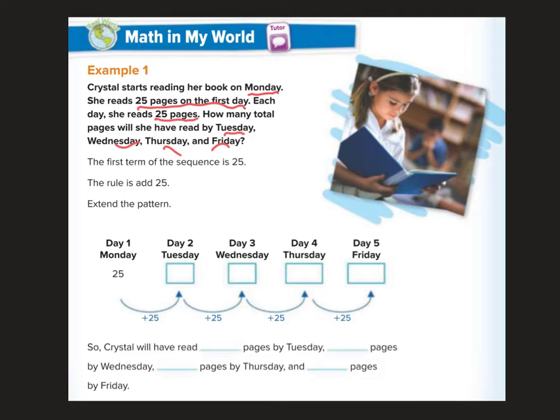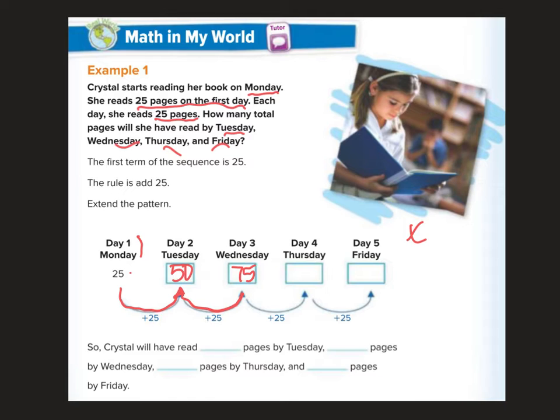Okay, so this to me is saying, hey, they kind of drew a table here, but notice how they drew it out. They didn't just say, okay, well, 25 Monday, 50 Tuesday, right? Or they didn't just list out 25, 50, 75, 100, right? They put day 1 Monday, 25. And then they're showing the change from each following day. There we go. So on Tuesday, Crystal would have read 50 pages. And then we're adding 25. And now we're at 75 pages.